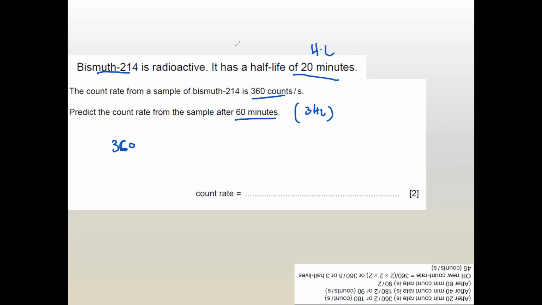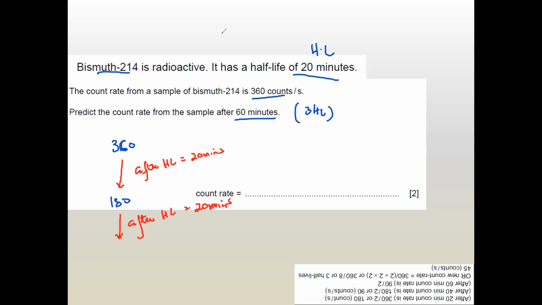So originally now we have 360. So after the half-life, means after 20 minutes, how much sample will be active emitting out radiation? Half of 360 is 180. Then after another half-life, means after another 20 minutes, total time passed will be 40.